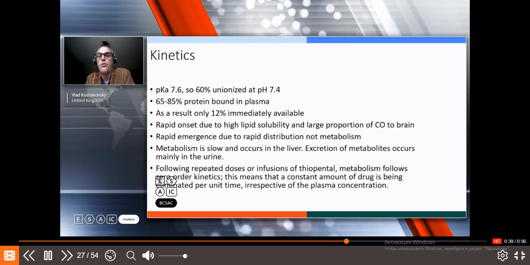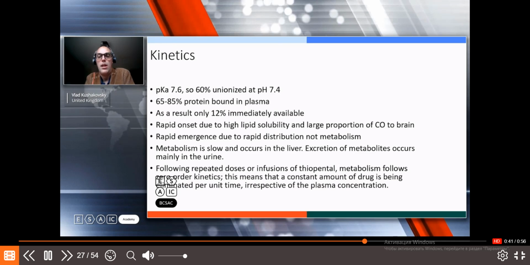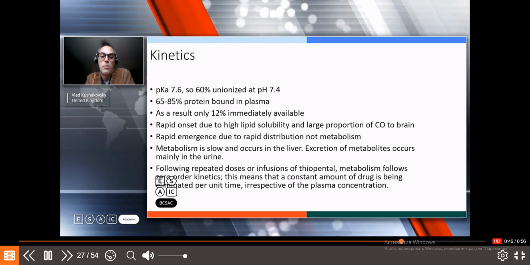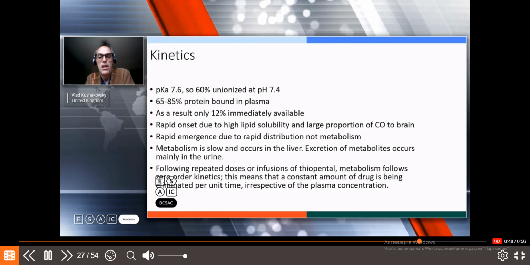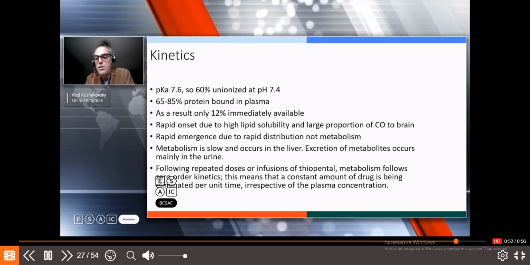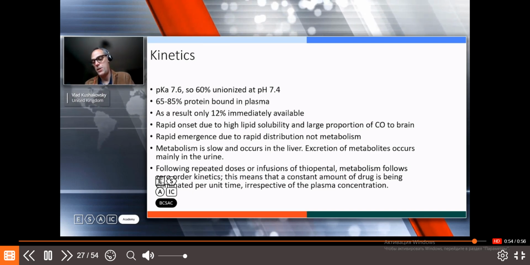Following repeated doses or infusions of thiopentone, metabolism follows zero-order kinetics. And just to remind you, that means that a constant amount of drug is being eliminated per unit time, irrespective of the plasma concentration.